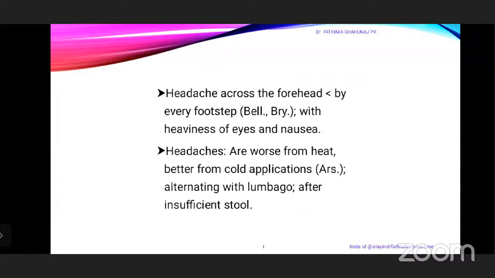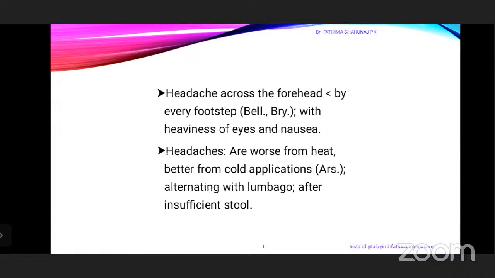And then headache across the forehead aggravated by every foodstuff. This is compared with belladonna and bryonia with the heaviness of eyes and nose. So in belladonna, already we have seen there is a rush of blood. So patient will have a red face, throbbing carotids, and so many things. And there will be a congestive type of headache.